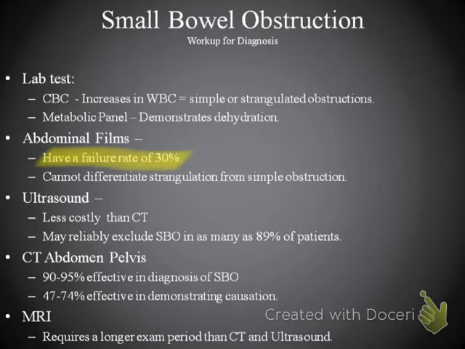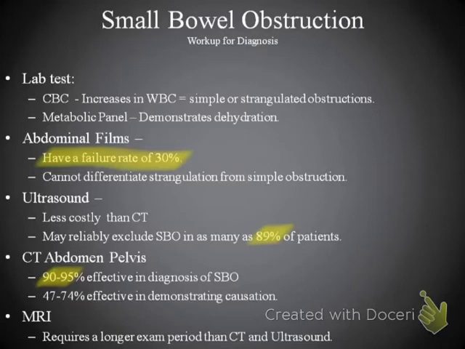Ultrasound is less costly than CT and may reliably exclude small bowel obstruction in as many as 89% of the patients. So notice that ultrasound has about an 89% accuracy rate. However, this kind of pales in comparison to CT of the abdomen and pelvis, which has a 90 to 95% effective rate in diagnosis of small bowel obstruction. So we can see around 90 to 95% of all the small bowel obstructions. It's very, very indicative of what's going on.